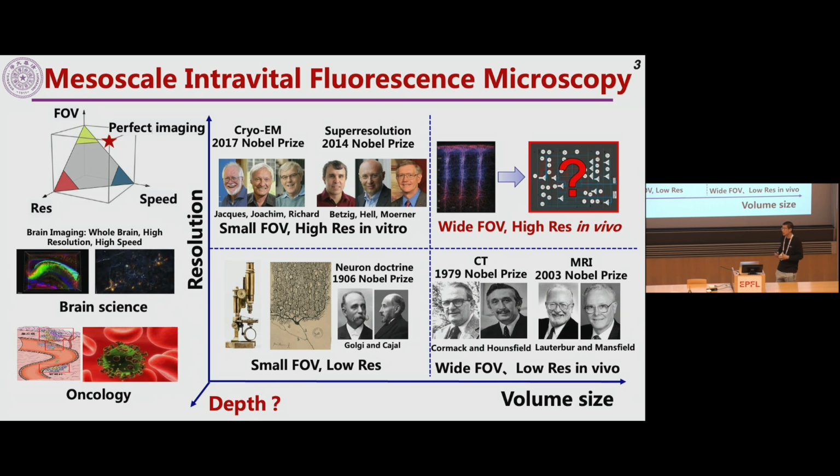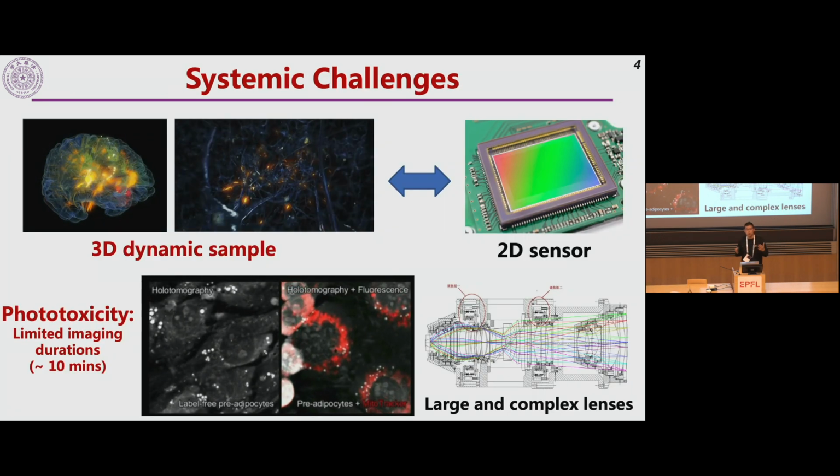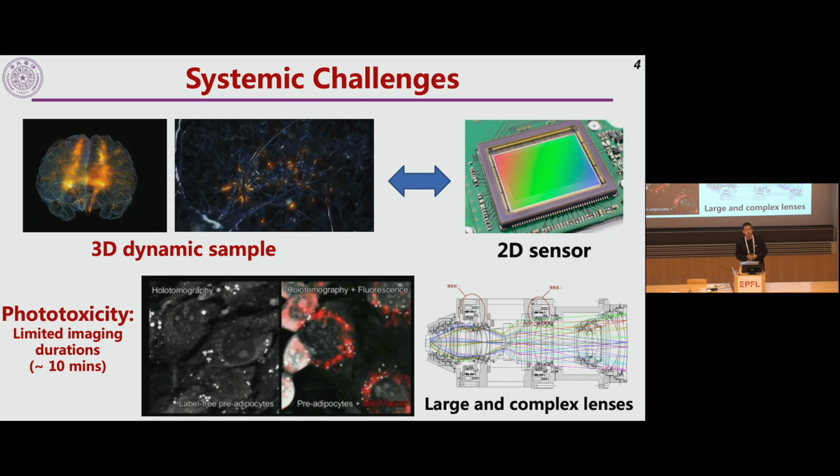Another direction is fMRI and CT, whole body imaging to see how different kinds of organs interact. Mesoscale means we want to see at the organ level, a whole organ, and see how different kinds of cells, as a basic unit, interact with each other. I think Fei has already introduced how fluorescence imaging works, so I will not go into it too much. I will just talk about the challenges of realizing mesoscale intravital fluorescence imaging.